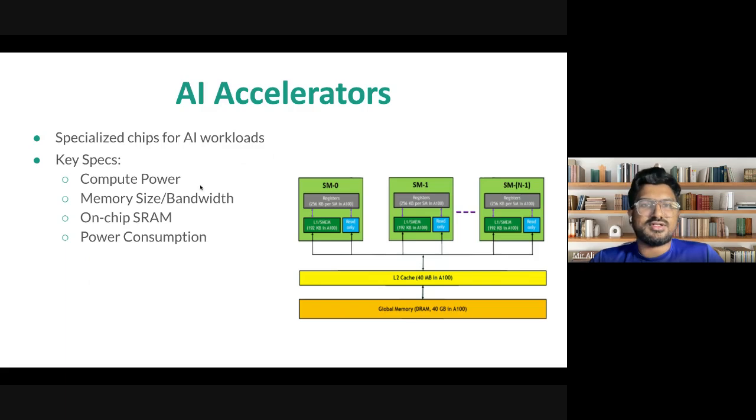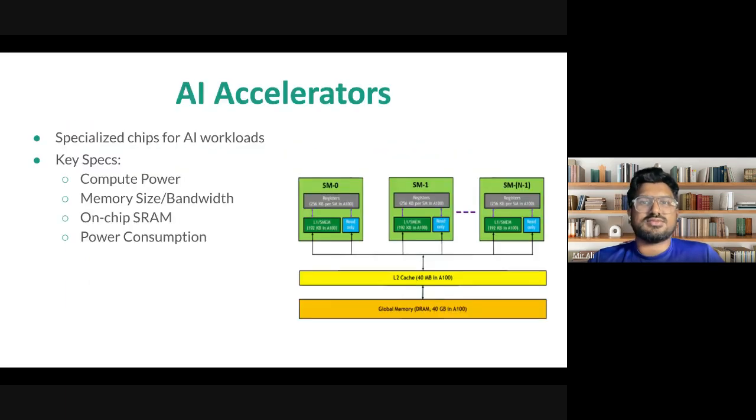Here there are a few key specifications we can go ahead with respect to AI accelerators. One is compute power: how much power do we need to utilize this to its max percentage? How much memory size it provides, and how much bandwidth can it provide? The speed at which it can be accessed, and then on-chip SRAM: how much memory can we store on-chip, and power consumption.